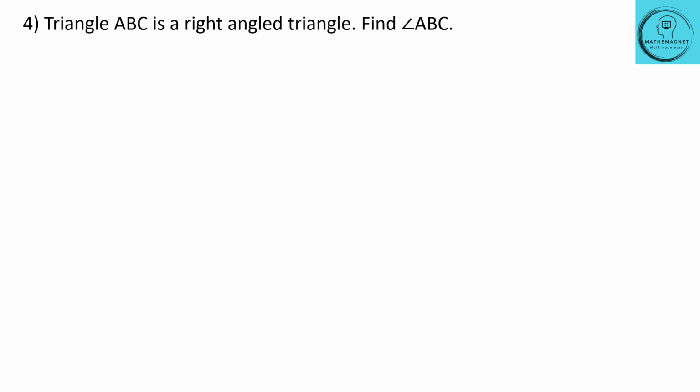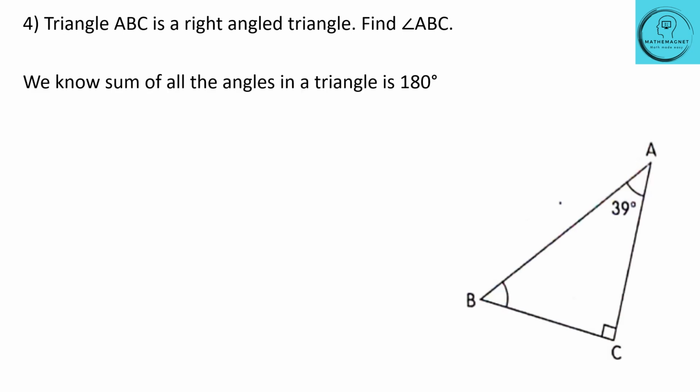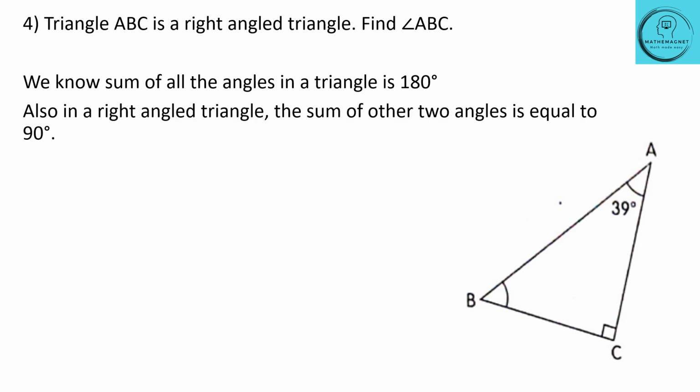Triangle ABC is a right angled triangle. Find angle ABC. This is the triangle that is given. Let's see how to solve. The sum of all angles in a triangle is 180 degrees. Also in a right angled triangle, the other two angles add up to 90 degrees. So to find the third angle, we just have to subtract 90 minus 39. So angle ABC plus angle CAB equals 90 degrees. Angle ABC equals 90 minus 39 degrees, which is 51 degrees. So the unknown angle ABC is 51 degrees.